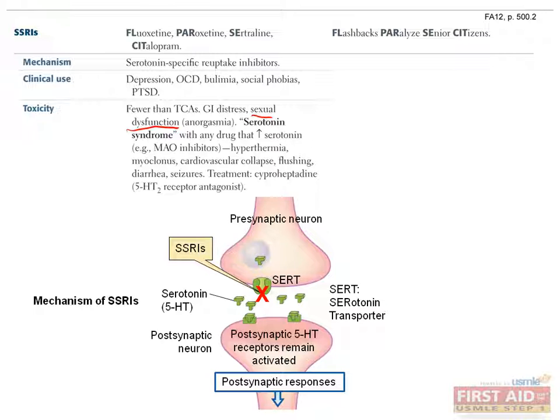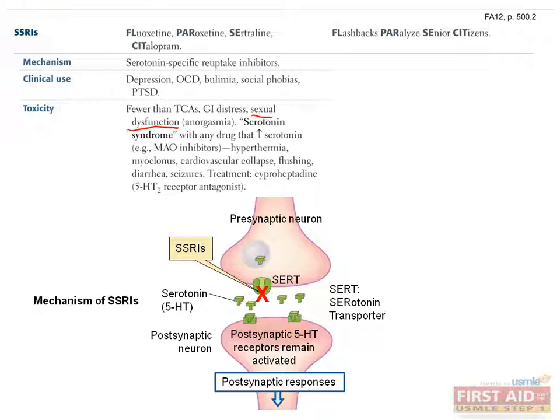The first half of this entity may sound familiar, particularly the hyperthermia and muscle rigidity. You guessed it, it does sound somewhat similar to neuroleptic malignant syndrome, but the vasodilatory effects of serotonin add another key feature to serotonin syndrome, and that's flushing and cardiovascular collapse.